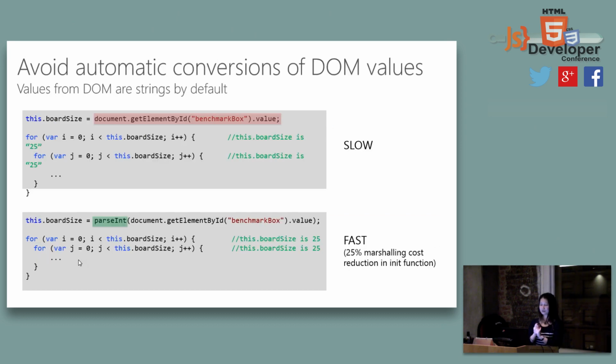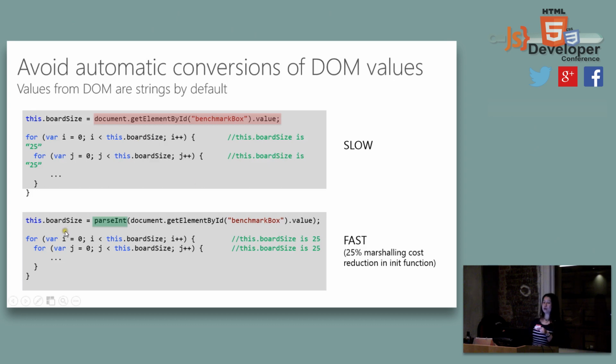Okay, so this is another tip I think some of you already know. When you call getElementById, whatever you get is basically a string, right? But a lot of times, for example, I'm working with a board size, so this is an integer, right? But when you do this, you're not realizing that with this board size, you're basically converting your string into an integer every time, again, right?